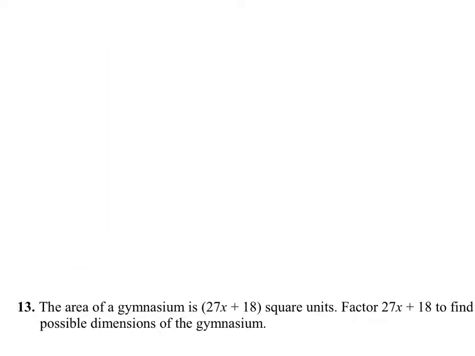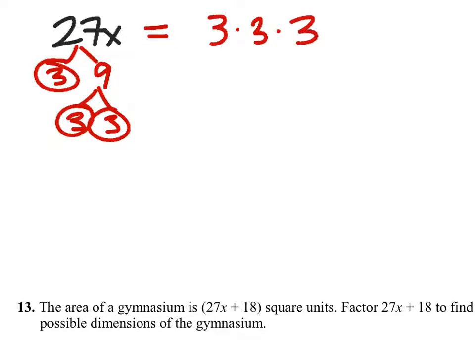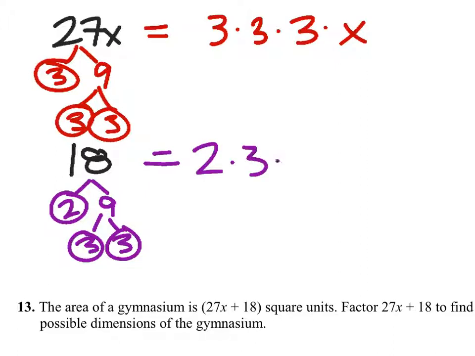It says to find possible dimensions of this thing, but we don't really want all the dimensions, so we're just going to use the greatest common factor to factor this one out. So we got this 27x first. Let's look at these. 27 splits up into 3 and 9. That 3 is prime. And 9 splits up into 3 and 3. So 27, as it turns out, is just 3 times 3 times 3 times an x. And then 18, we will split up into, I don't know, 2 and 9, or could have used 3 and 6. And the 9 again is 3 and 3. So 18 is 2 times 3 times 3.